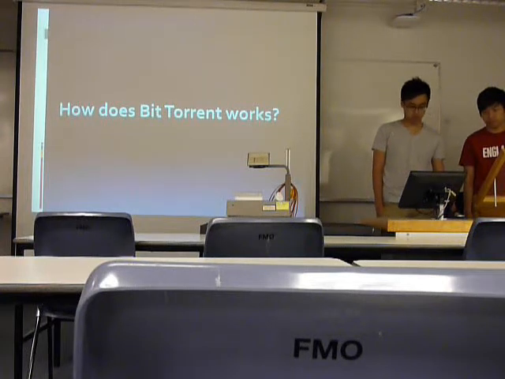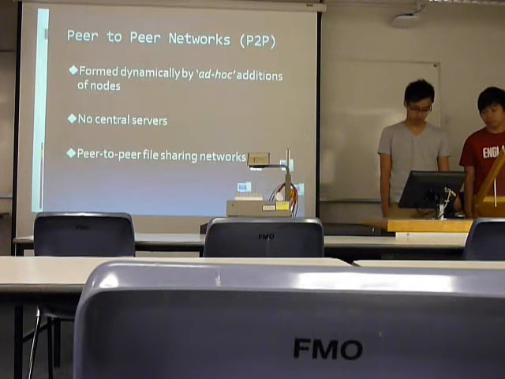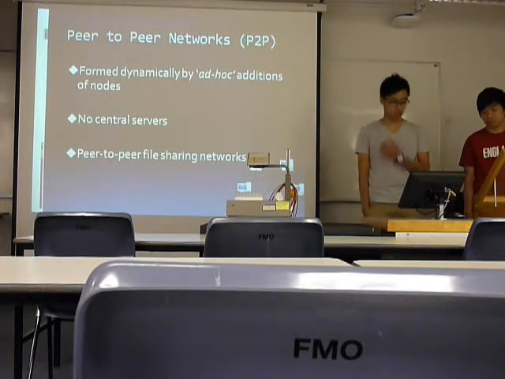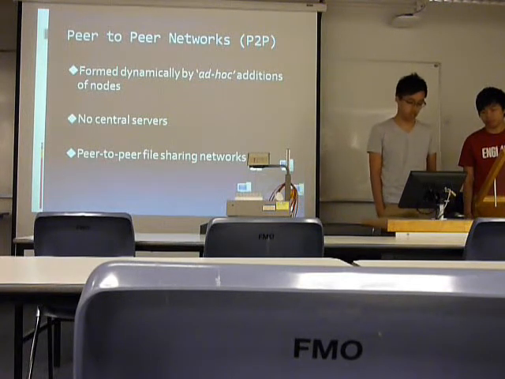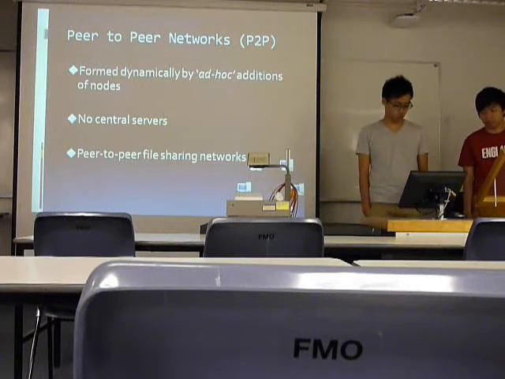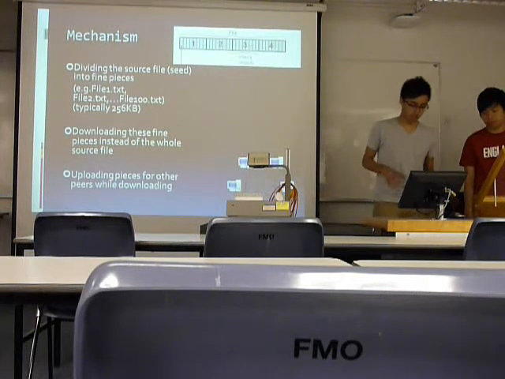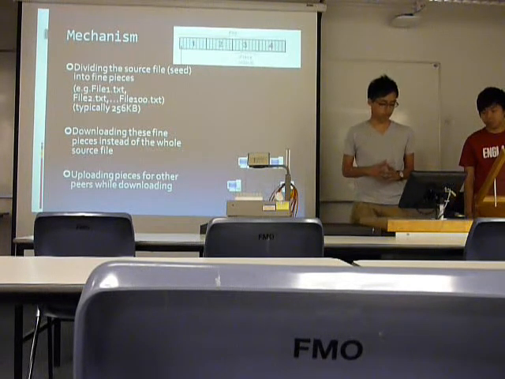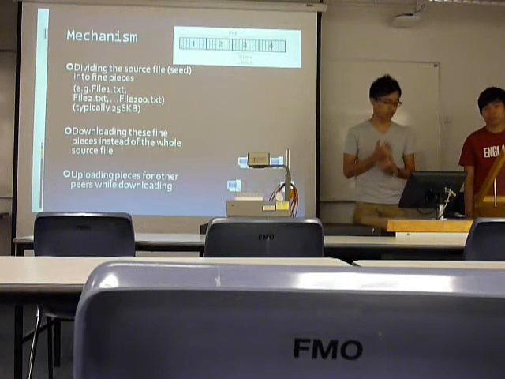So now I will talk about the mechanism of BT, how it works. First of all, BT is a peer-to-peer network. We call it P2P. BT has no central servers and is a peer-to-peer file sharing network. And let's talk about the mechanism. First, we divide the source file, because it's split into pieces.